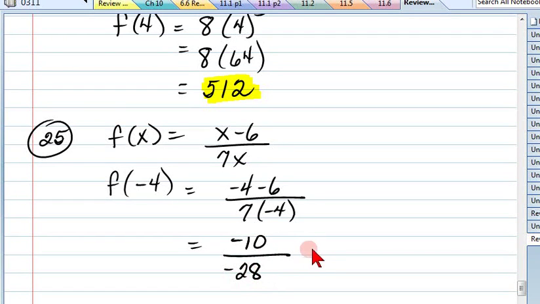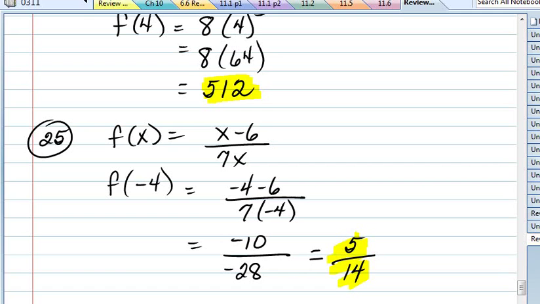Can we reduce that? Okay, 5 over 14. It was negative over negative, so we're making it positive. Dividing 2 into each of those, I get 5 over 14. Okay, and that takes care of the first page of the review.